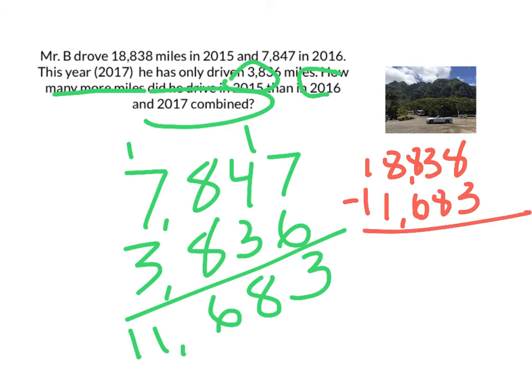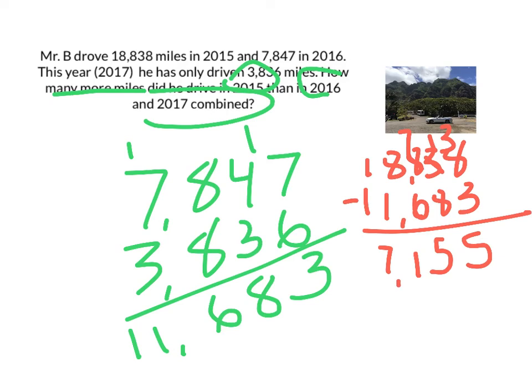So 8 minus 3 will give me 5. 3 minus 8, I need to exchange a place value there, giving a group of 10, making that one 13. 13 minus 8 is also 5. 7 minus 6 is 1. 8 minus 1 is 7. 1 minus 1 is 0.